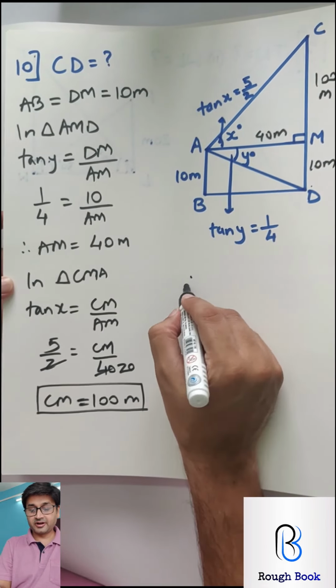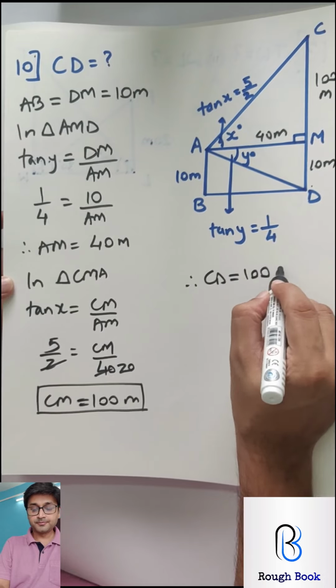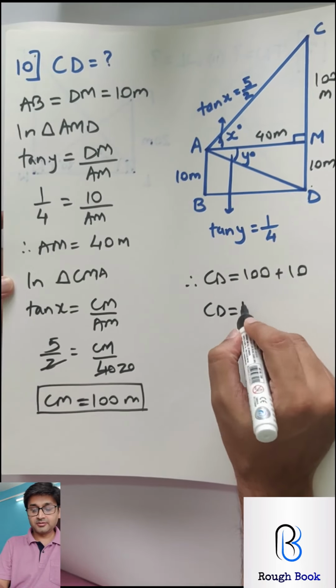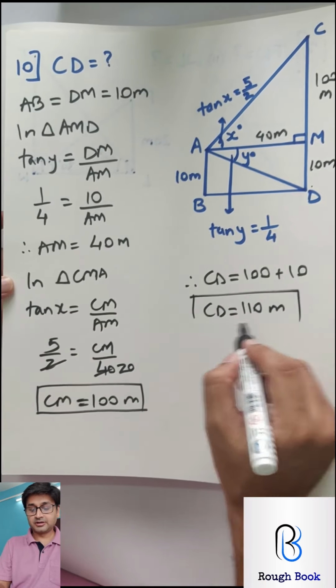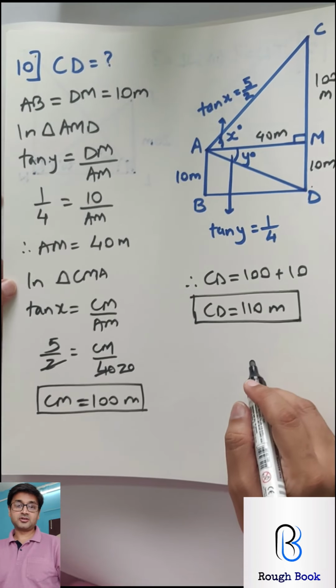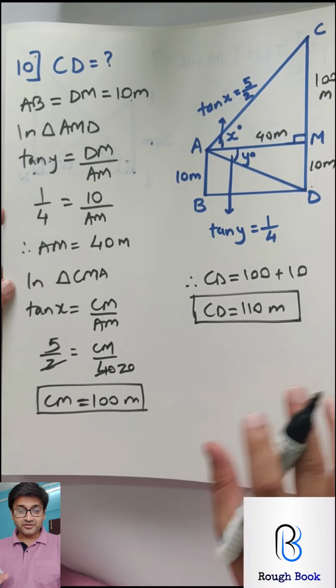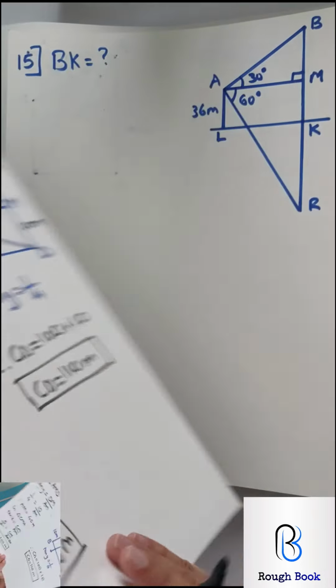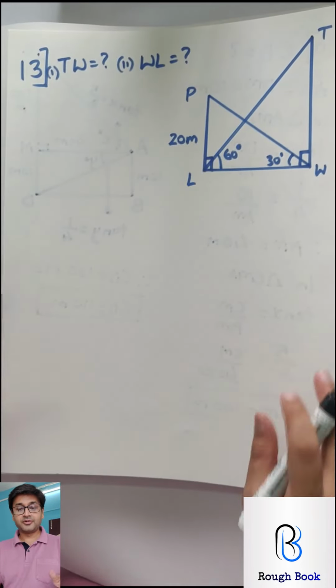So finally, can I find CD now as 100 plus 10? So CD becomes 110 meters. That's what your target is. Got it? Are you enjoying it? Are you finding it very simple now? Superb. I am impressed. Sum number 13.